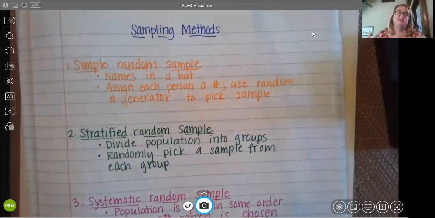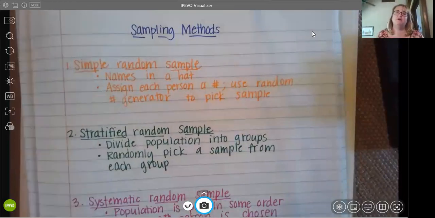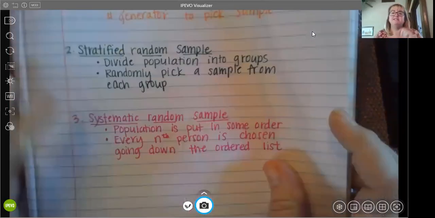Like the middle school example, I have my 6th grade group, my 7th grade group, my 8th grade group. And then I randomly draw people from the 6th grade group, randomly draw people from the 7th grade group, randomly draw people from the 8th grade group. Now the last one is systematic random sample.